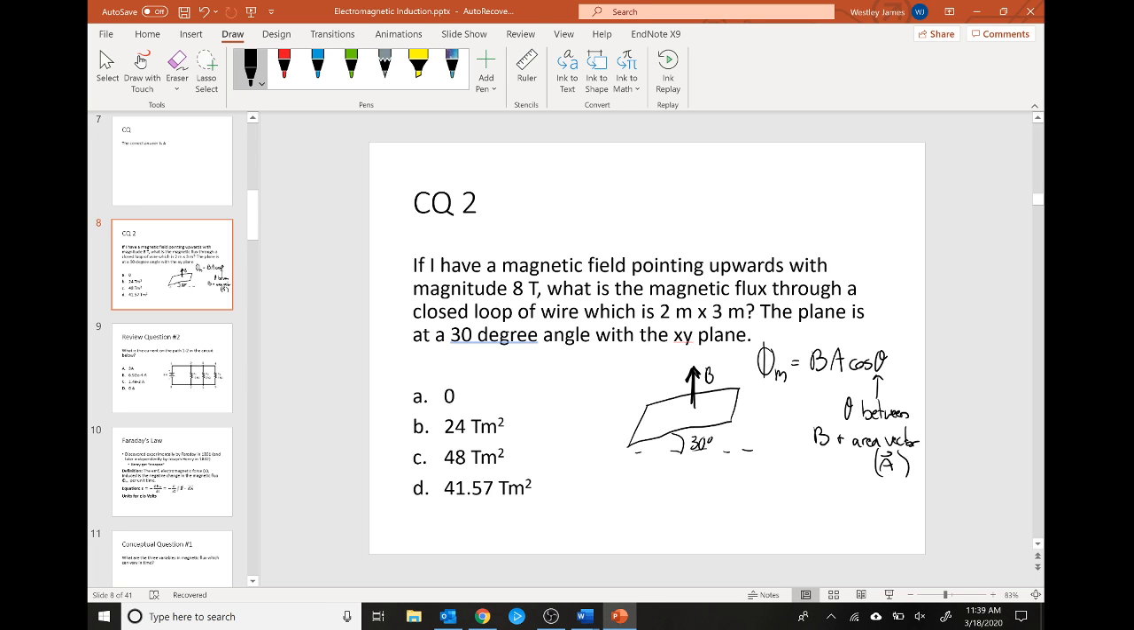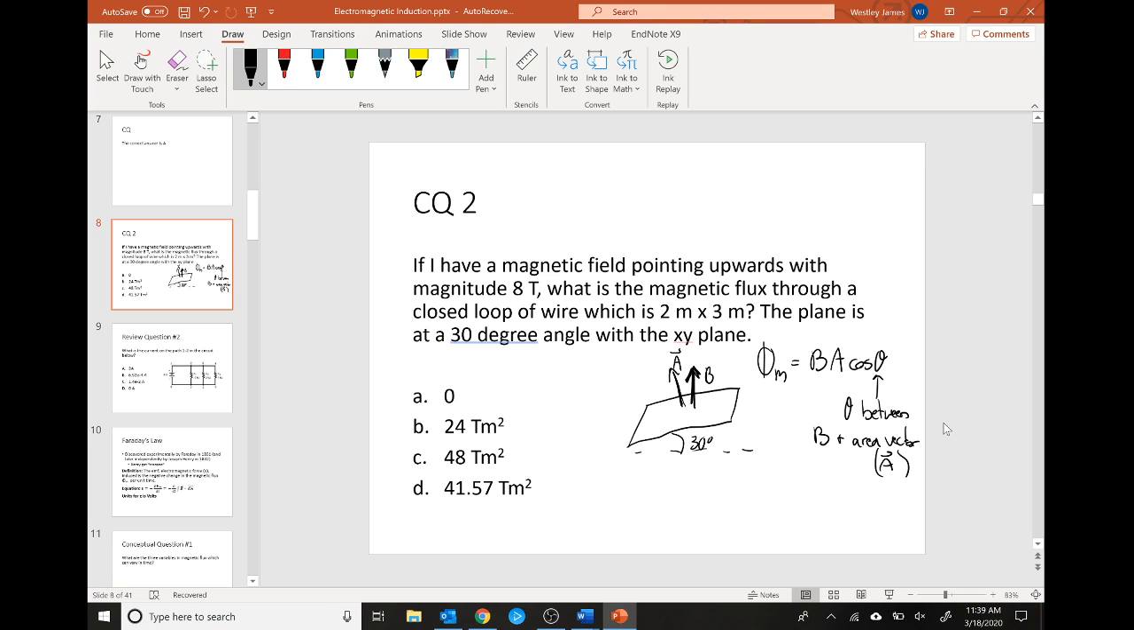So yeah, when doing this problem, make certain you're using the right angle. I say the right angle, not 90-degree angle, but the correct angle. I gave you this one as 30 degrees, and you have to figure out, I'll even show you what the area vector is. There's the area vector.